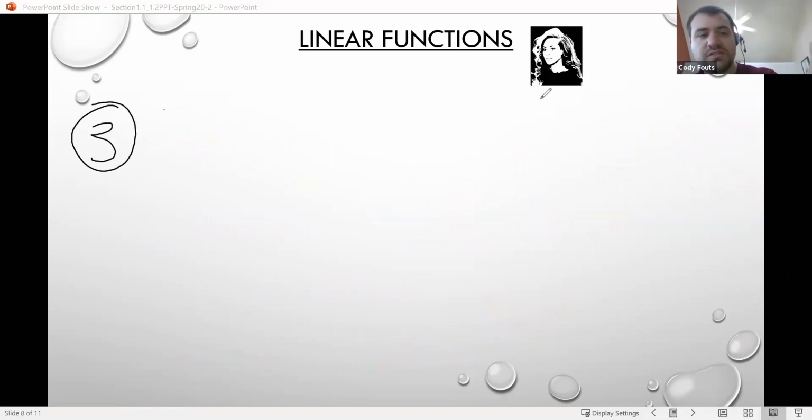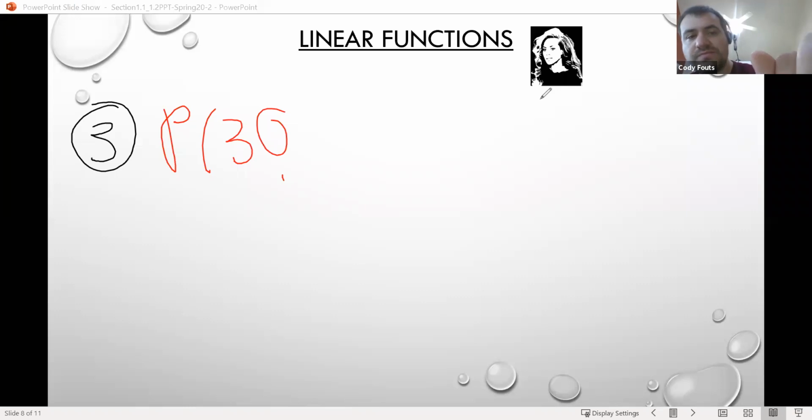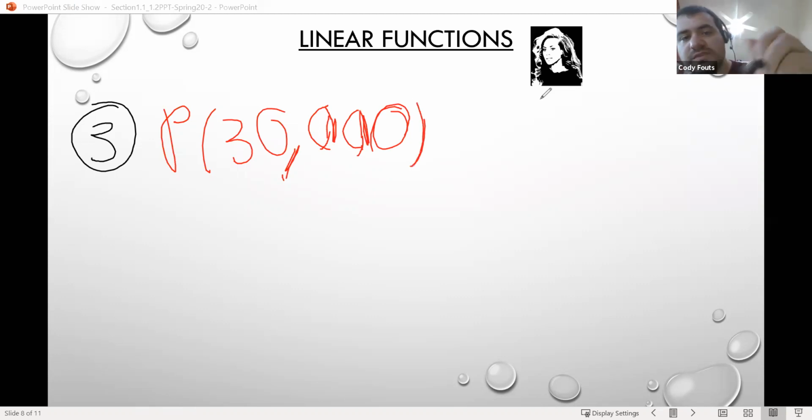Okay, so first of all, recalling what our function notation means, the P of 30,000 means input 30,000 for our input variable, which, if you recall from the last slide, our input variable is T, number of tickets sold. So that 30,000 is representing a number of tickets. Okay, so we'll put that in for T in our formula.